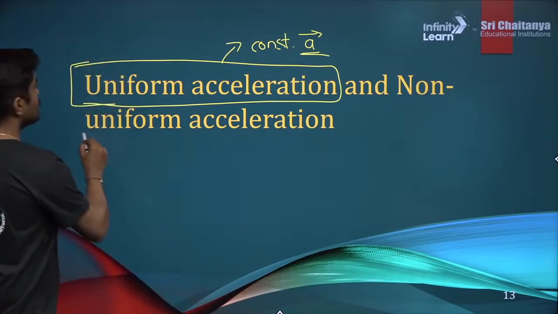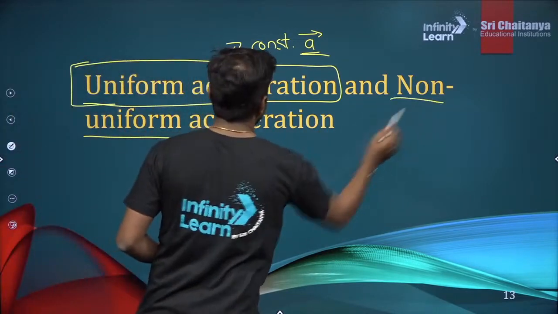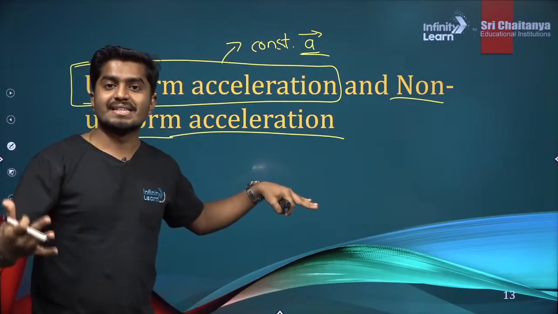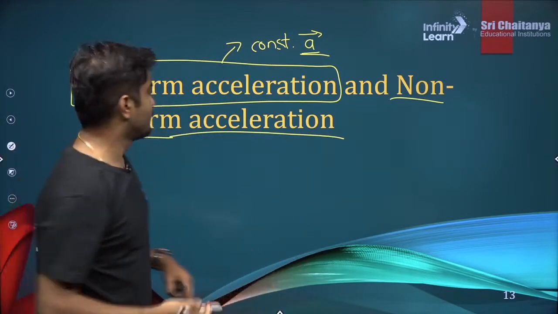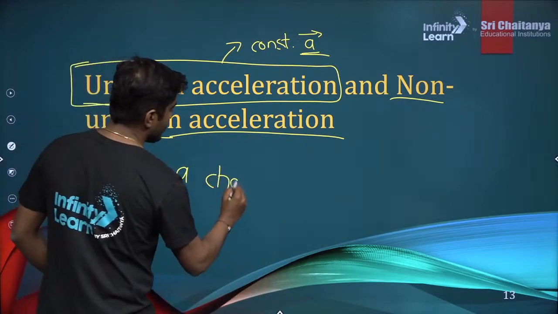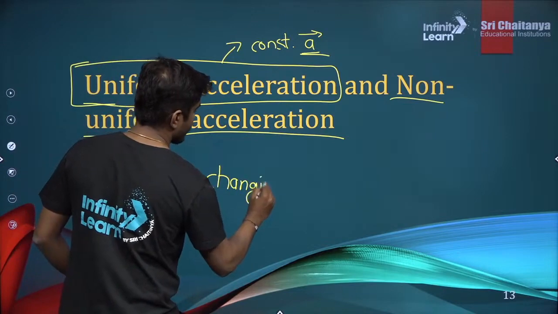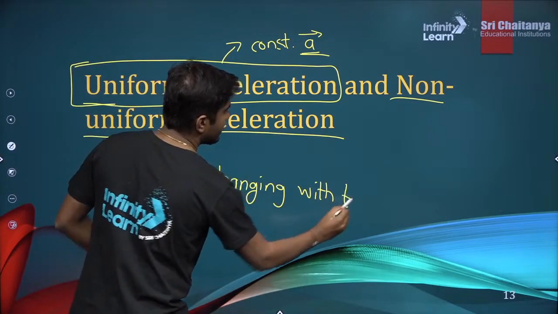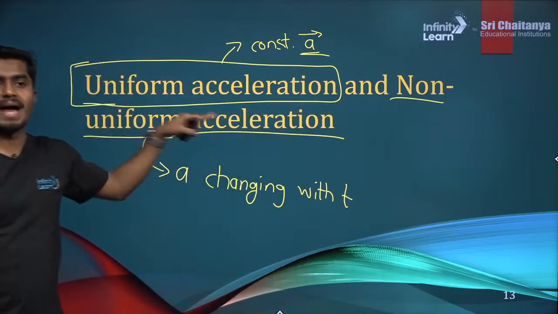And what is non-uniform? There is a non-uniform acceleration. That means the value of the acceleration is changing with time. So this is the acceleration changing with time. That is the meaning of non-uniform acceleration.